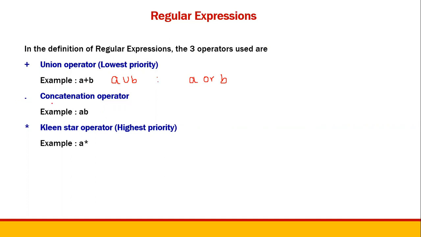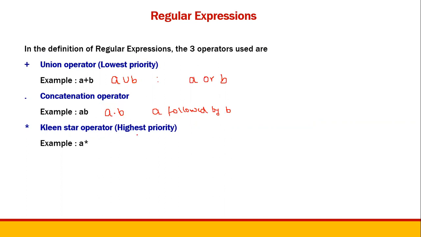The second one is concatenation operator, which is a dot operator. So concatenation, by the name itself, we can make out it is to join two symbols here or two expressions. So let's take one regular expression, AB. So AB is nothing but A dot B, which is nothing but the symbol A followed by B.